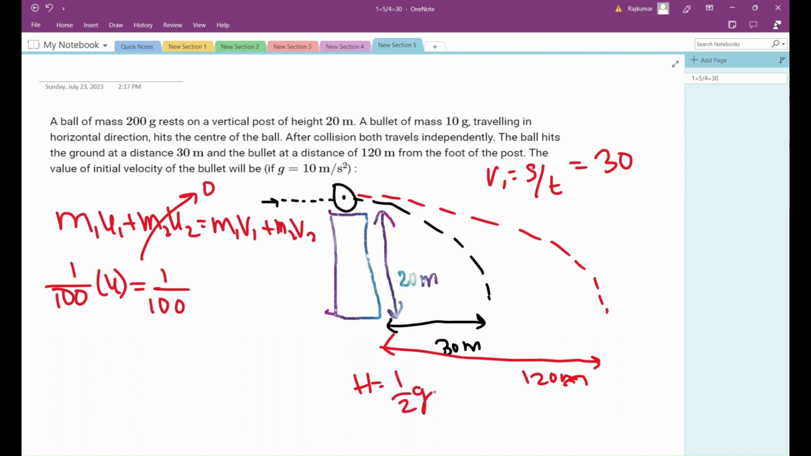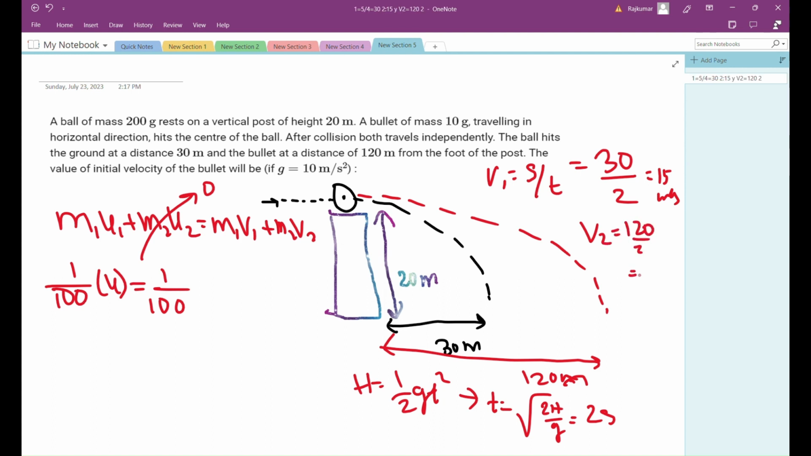So from here t is equal to root 2h by g, and by substituting the values we know that 2 into 20 by 10, as g is given in the question, and we'll get time as 2 seconds. So easy. So 30 by 2, which is 15 meter per second for the velocity of the bullet, and the final velocity of the ball is 120 by 2, which is 60 meter per second.